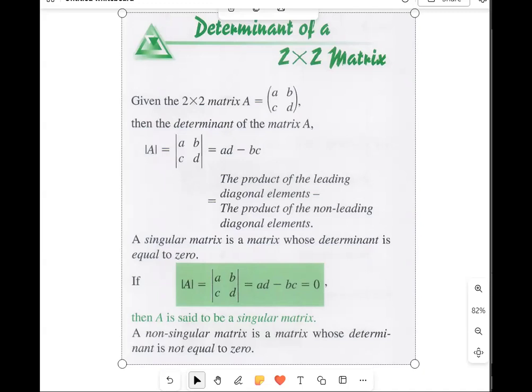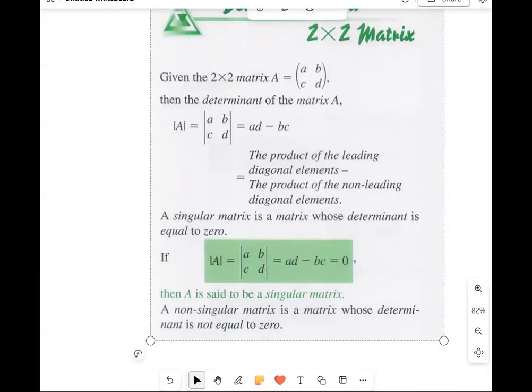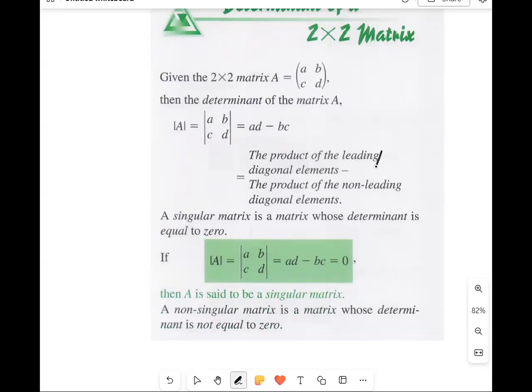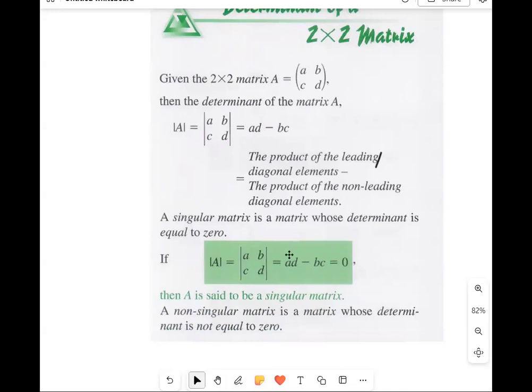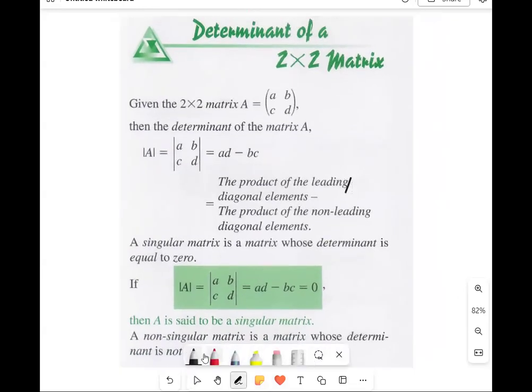So the matrix they give you here is A, B, C, D. The determinant is basically you multiply A by D and you subtract B multiplied by C, and you get some number. If that number is 0, then you have what we call a singular matrix, and this matrix wouldn't have an inverse. On the other hand, if it's some number other than 0, you have a non-singular matrix, and the matrix does have an inverse. So you can digest that.